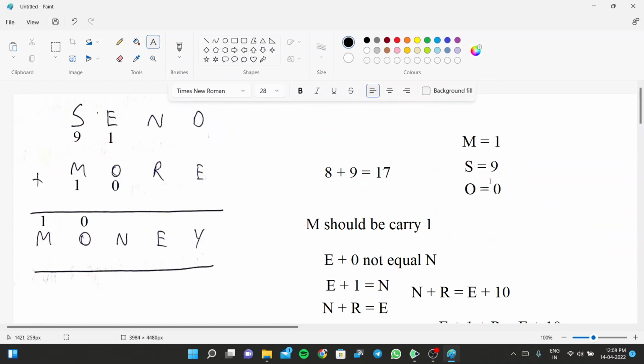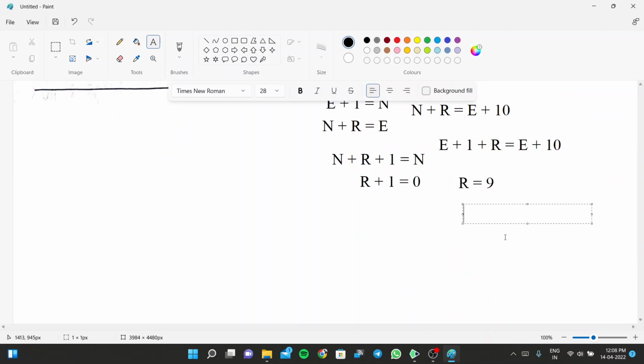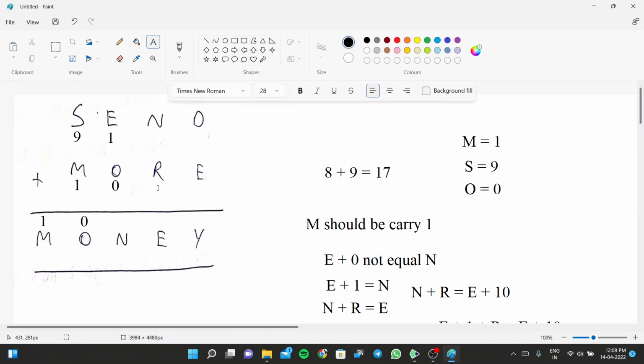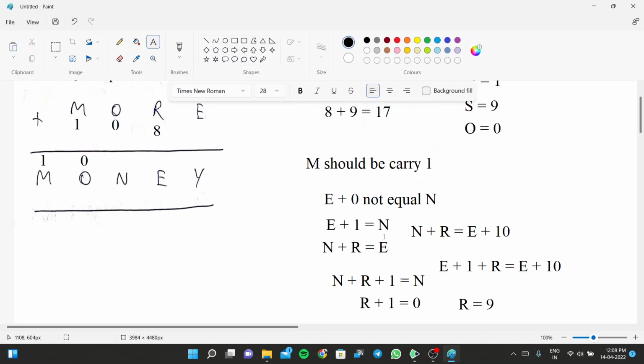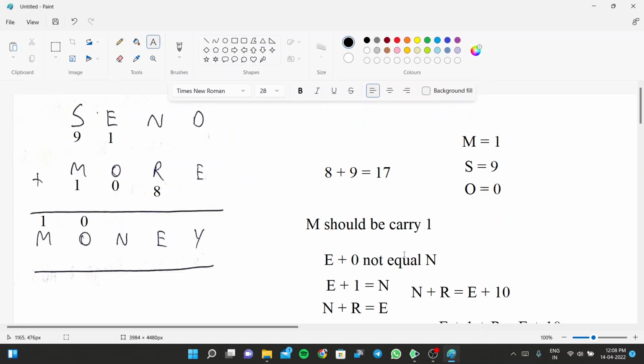But I think 9 is already taken, so let us just decrease one number. R will be taken as 8. So if r is 8, we can directly write it here, r is 8. Then r plus 1 is equal to n, so this is a contradiction. N plus r is equal to e. Can we build up any relation with that? No, we can't build up anything with these given relations.